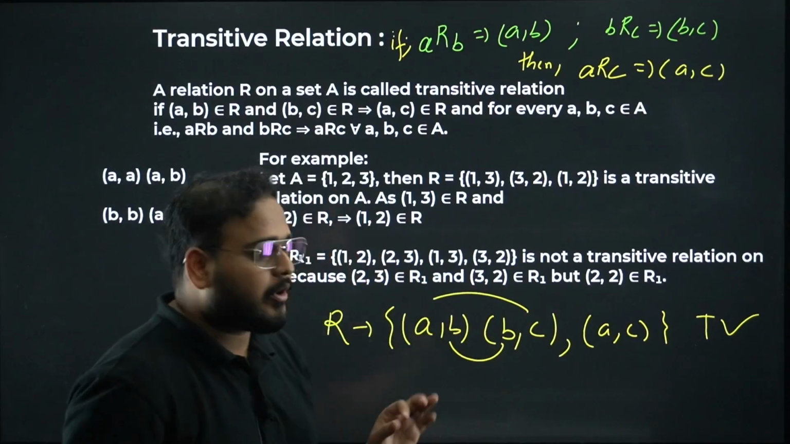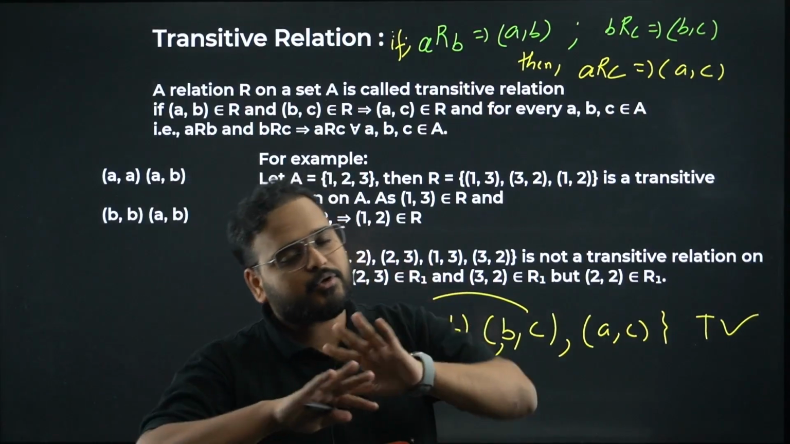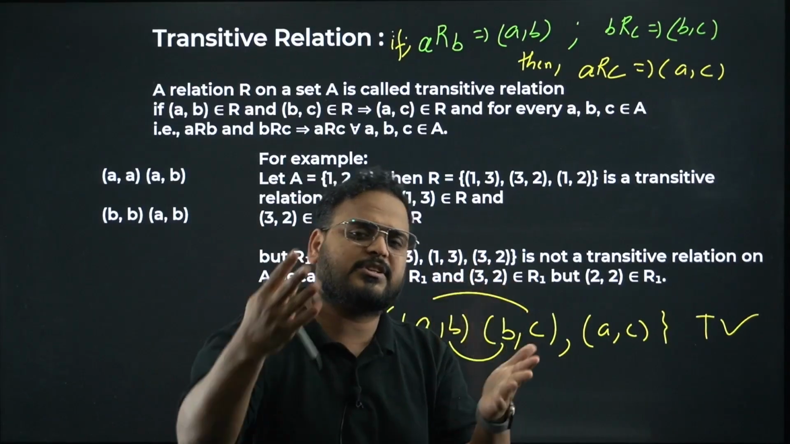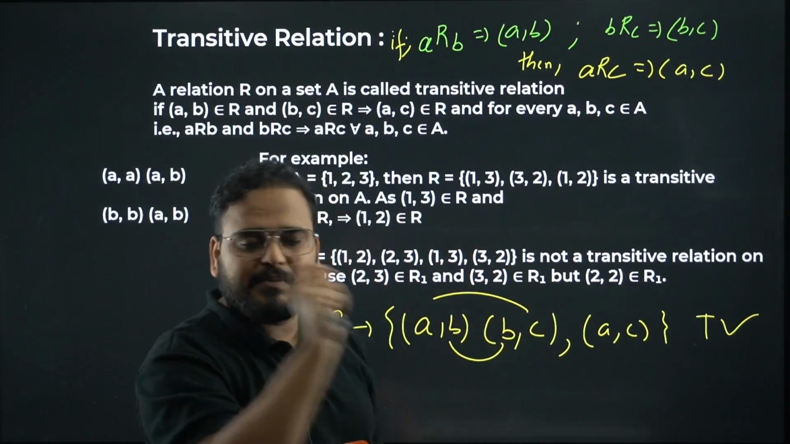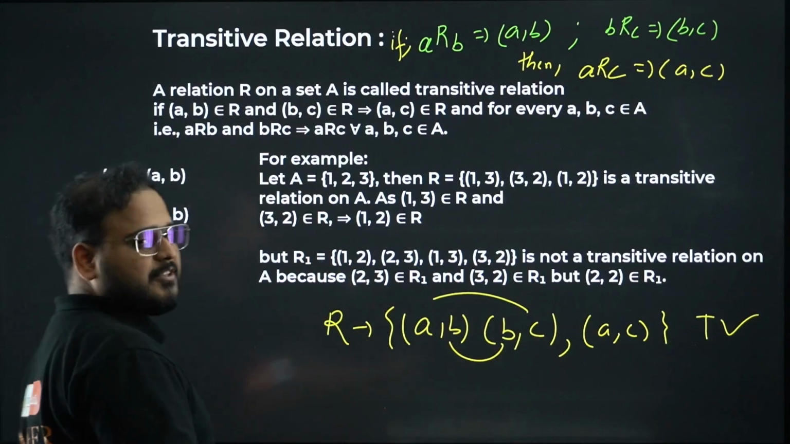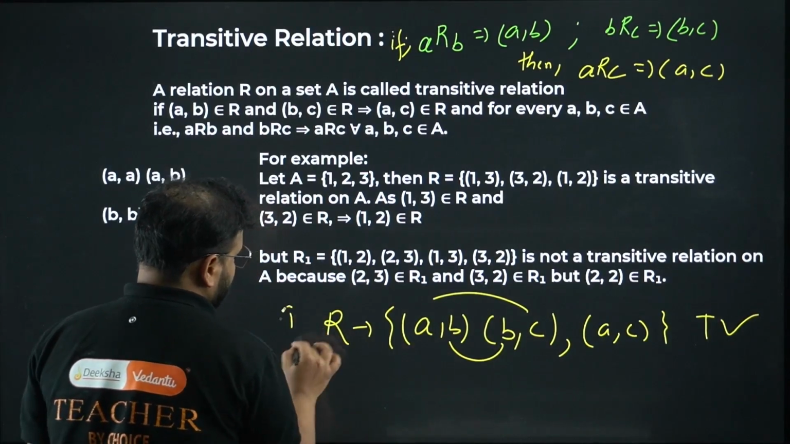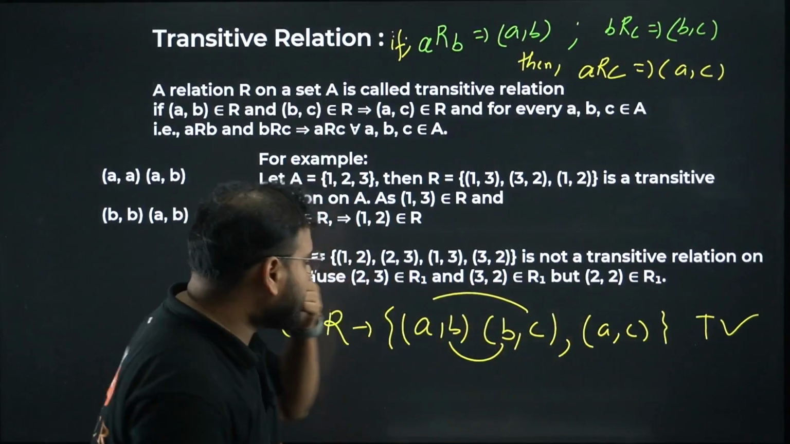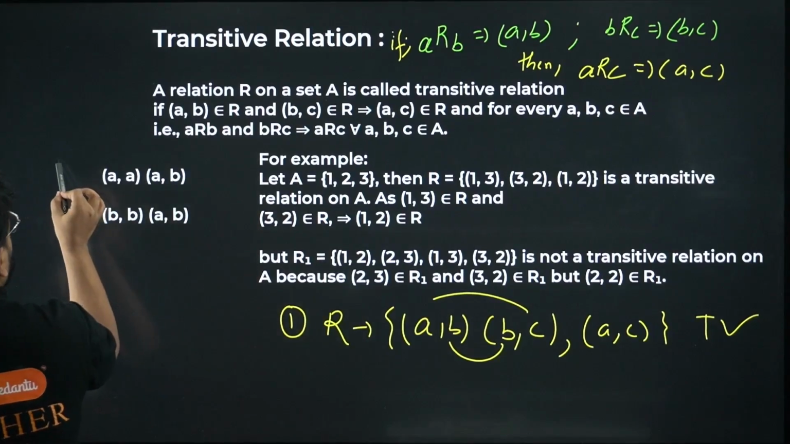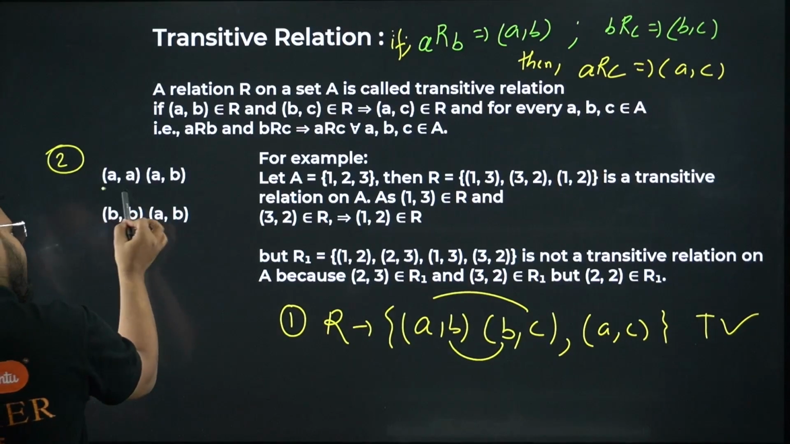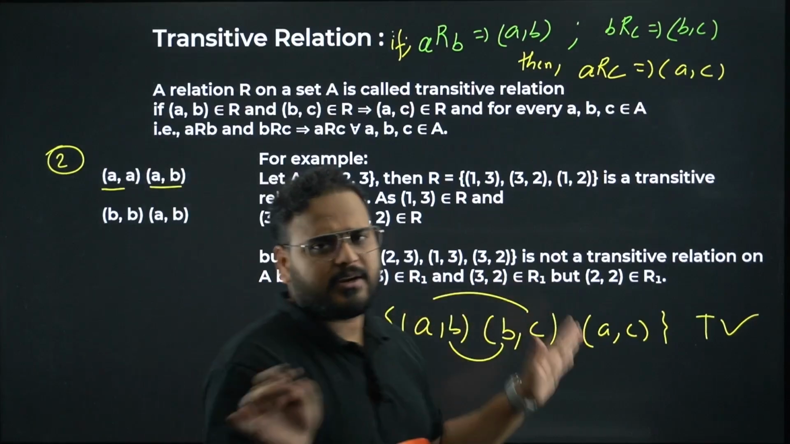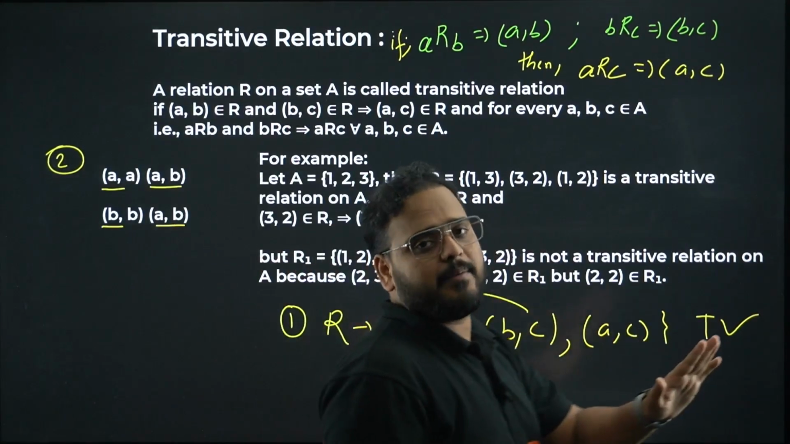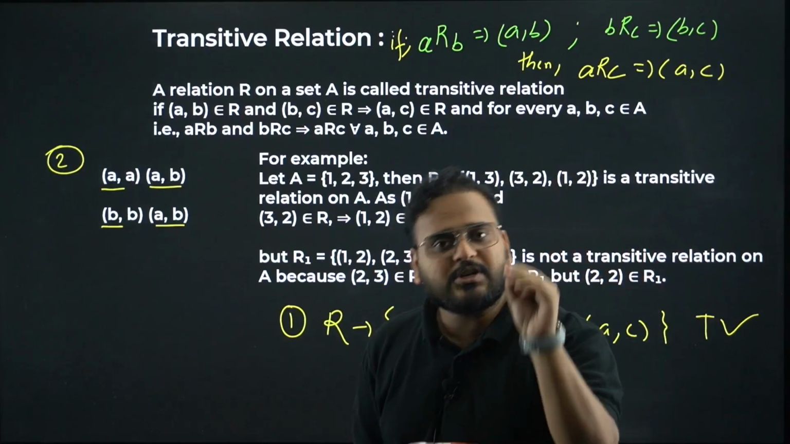So what are you going to do? You have to remember some rules. If you remember that much, you will be able to solve most of the questions, 99% of the questions, with these simple rules. The first rule is to check this condition, AB, BC and AC, for whatever numbers you can. Otherwise, the second rule: if you have AA and AB, or BB and AB, no need to check for transitive, it will always be transitive.